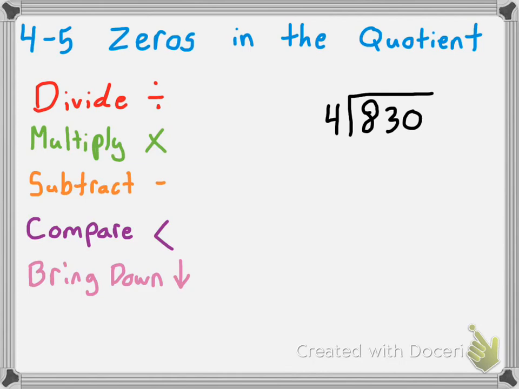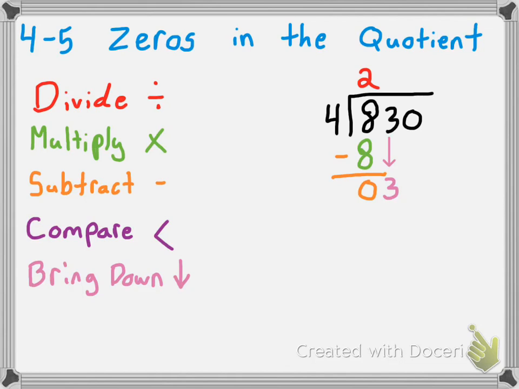And we're going to start with the hundreds place, which is 8 divided by 4. 8 divided by 4 is 2. Now I'm going to multiply. 4 times 2 is 8. Subtract 8 minus 8, which is 0. Compare, is my 0 smaller than my 4? It is, so I can move on and bring down my 3.